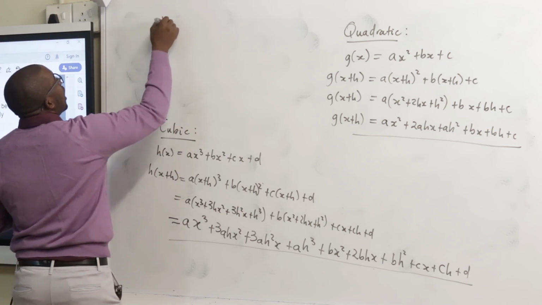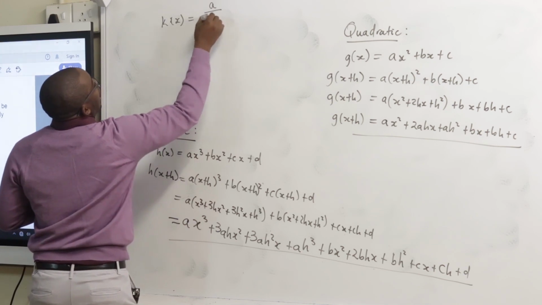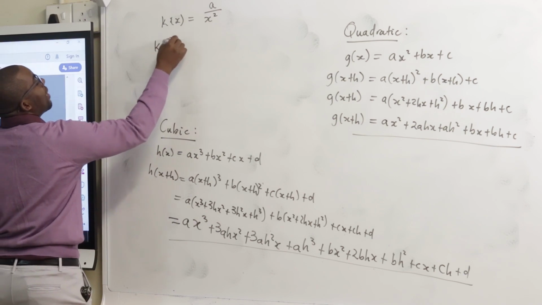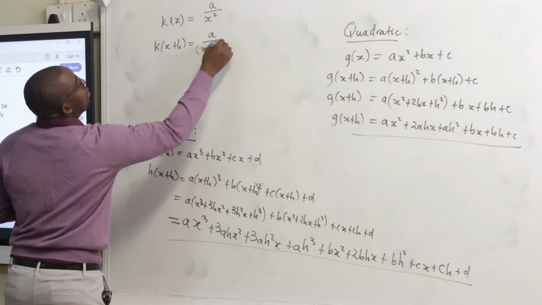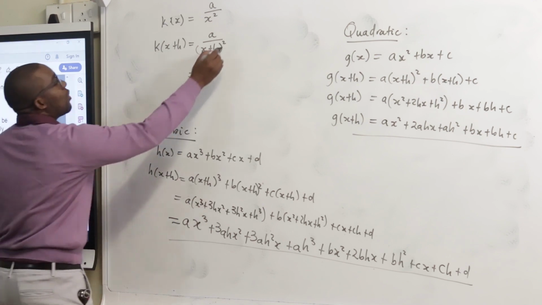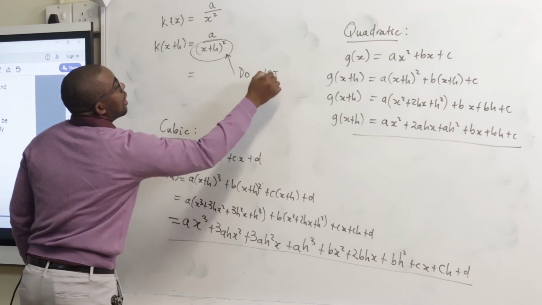If we have k of x is equals to a over x squared, then k of x plus h is going to be a over x plus h squared. But unlike all the others that we've done, it is advisable to multiply by 1 over h and not expand this denominator expression. There is no need to expand. Do not expand.